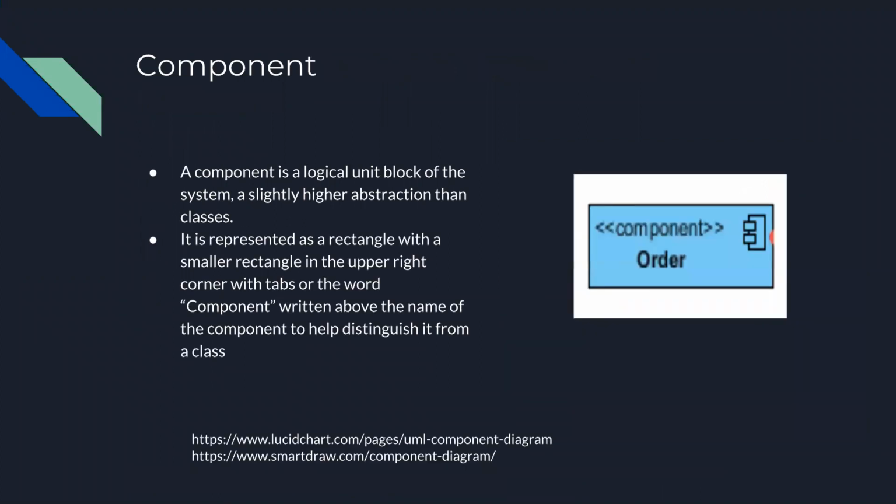Component. A component is a logical unit block of the system. It's a slightly higher abstraction than classes. It is represented as a rectangle with a smaller rectangle in the upper right corner with tabs or the word component written above the name of the component to help distinguish it from a class.